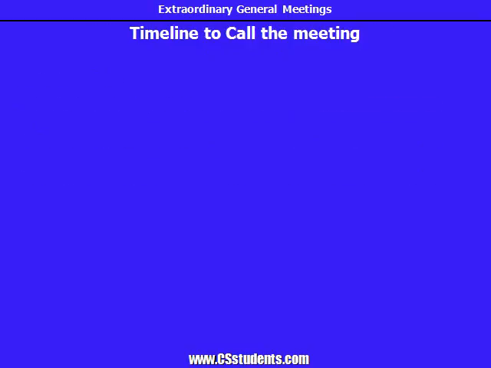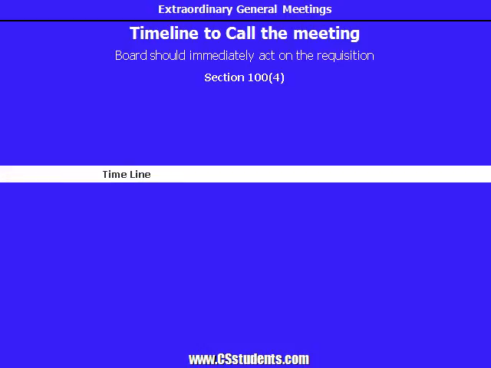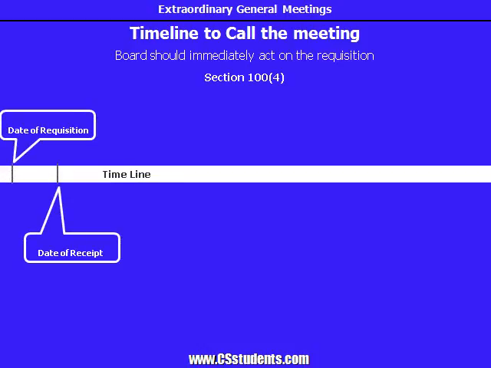Let's look at the timelines given in section 100. Once a requisition has been made by the shareholders, the board cannot sit on this and would immediately act on the requisition. Let's look at the timelines given in the Act. Subsection 4 provides for the timeline. As per subsection 4, once the requisition is received, the board will have to call the extraordinary general meeting within 21 days of the receipt of the requisition.